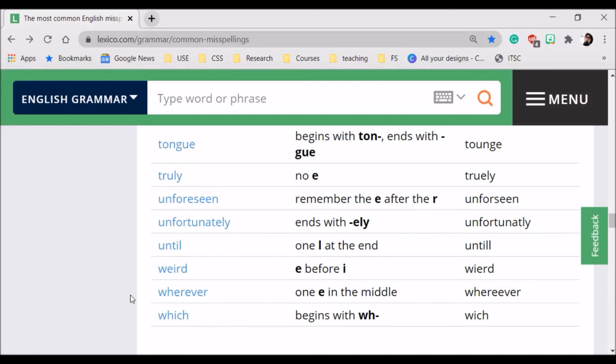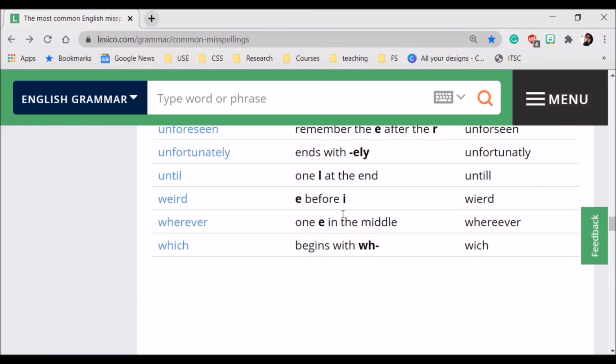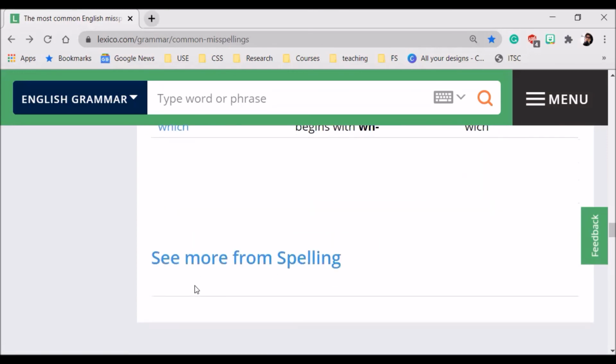Then we have weird. Weird has E before I, because so many words have I before E. So it is kind of weird that weird has E before I. Then we have wherever. It's just one E. When we combine these words, one which ends with E and another which begins with E, we just use one E. We wouldn't have double E's together. Then we have which.